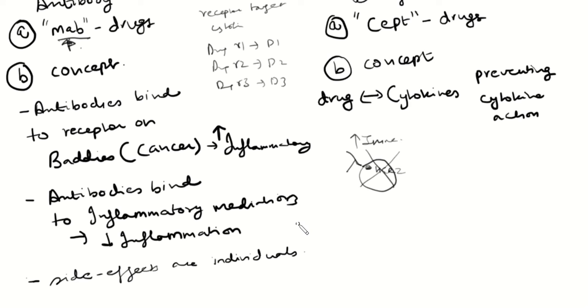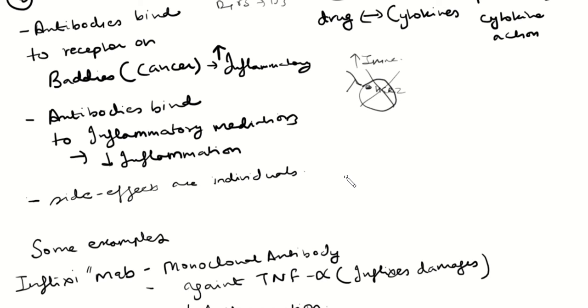Okay? Or I can have rituximab, or infliximab. Infliximab is a monoclonal antibody against tumor necrosis factor alpha, which inflicts damage. Infliximab inflicts damage. Makes sense. And because it targets TNF alpha, it destroys a big chunk of TNF alpha, which decreases inflammation. So these drugs can decrease inflammation or increase inflammation. Their mechanism of action, what they do, and side effects depend on the receptors that they bind to and which target cell they target. And that's the way to study these drugs.